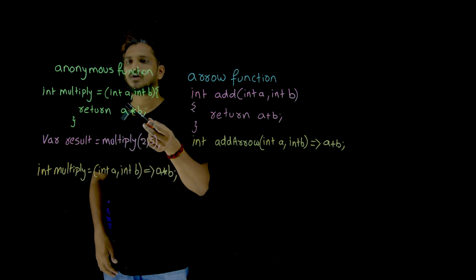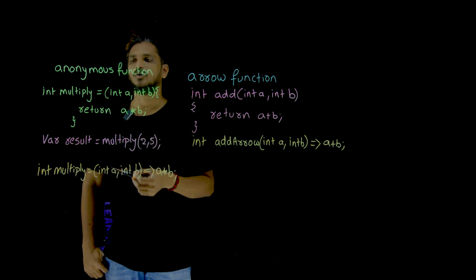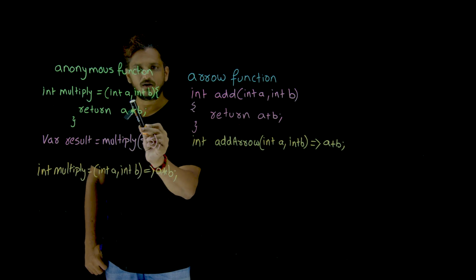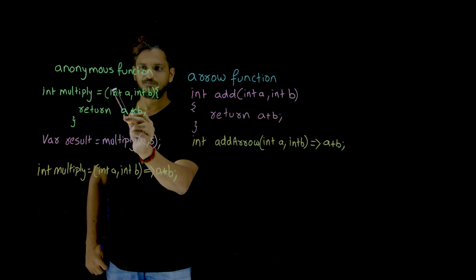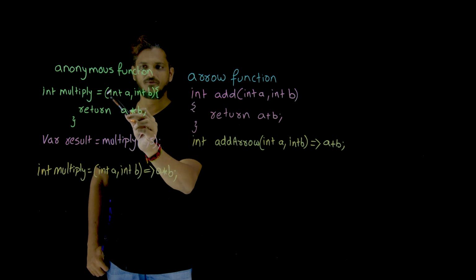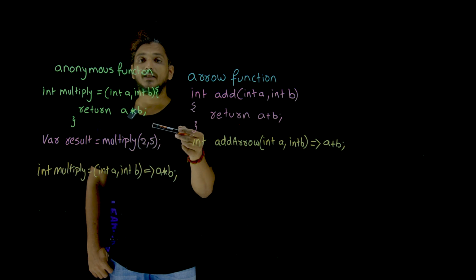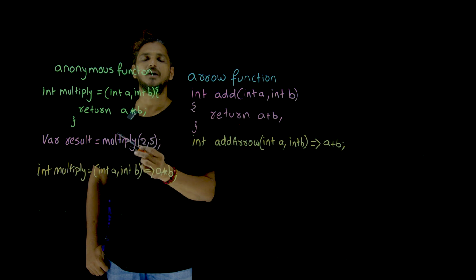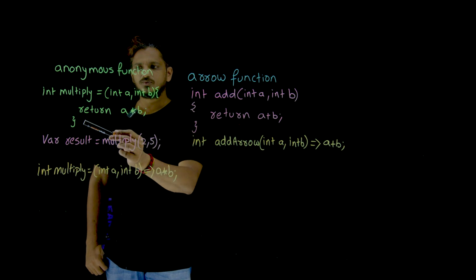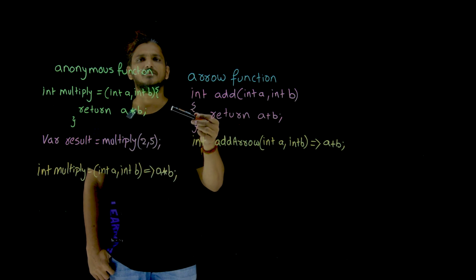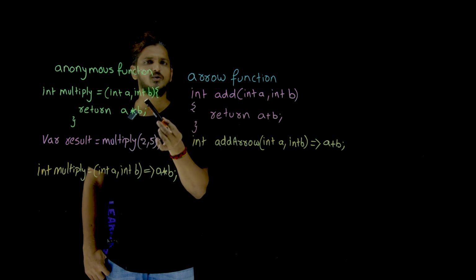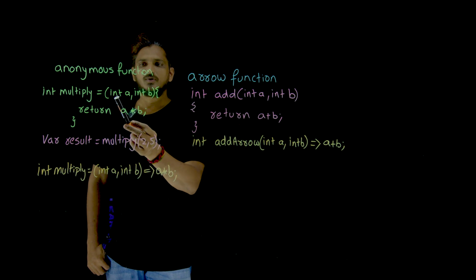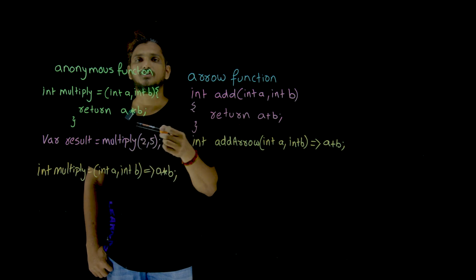Now try to understand what the anonymous function means and how we write it. Int multiply is the variable name, equal to, and we are defining the function here, int a, int b. By using open and closed brackets, we define the function parameters without writing the name. We are just defining the function with open brackets, closed brackets, and it returns a multiplied by b. Between the open and closed brackets, you can write any number of lines. In this example, we have written only one line. So this is how we define anonymous functions.